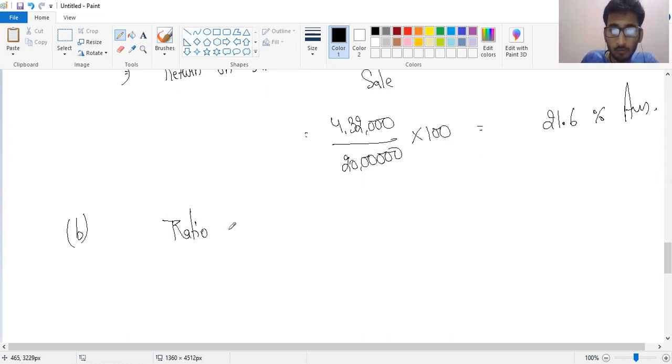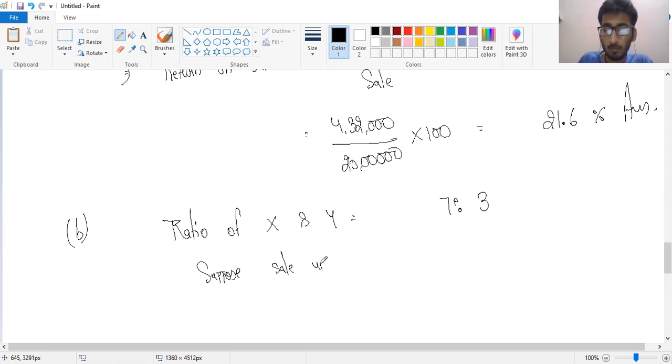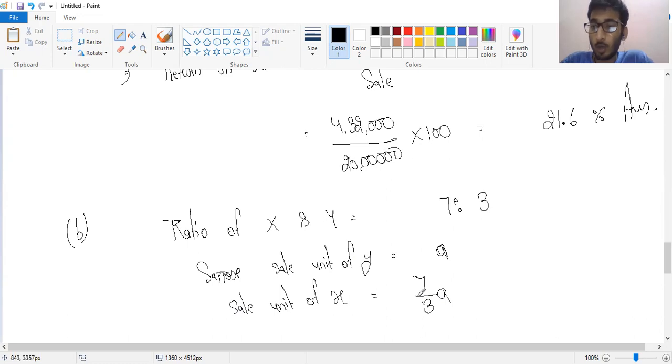Ratio of X and Y is given to me as 7:3. Now, I won't use X and Y. Let's suppose sale unit of Y is A. So sale unit of X would be 7 upon 3A. I hope you got this point, what I'm saying.